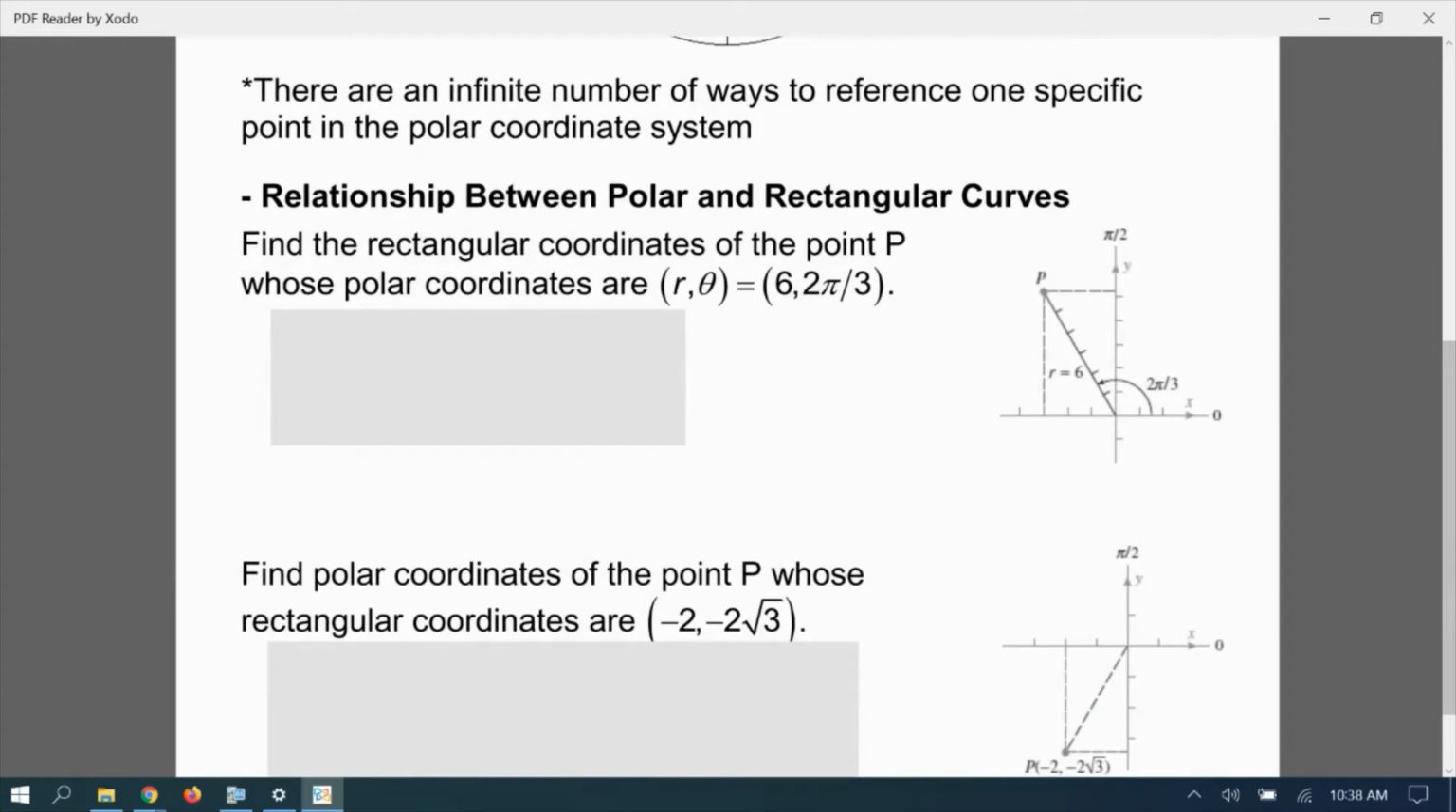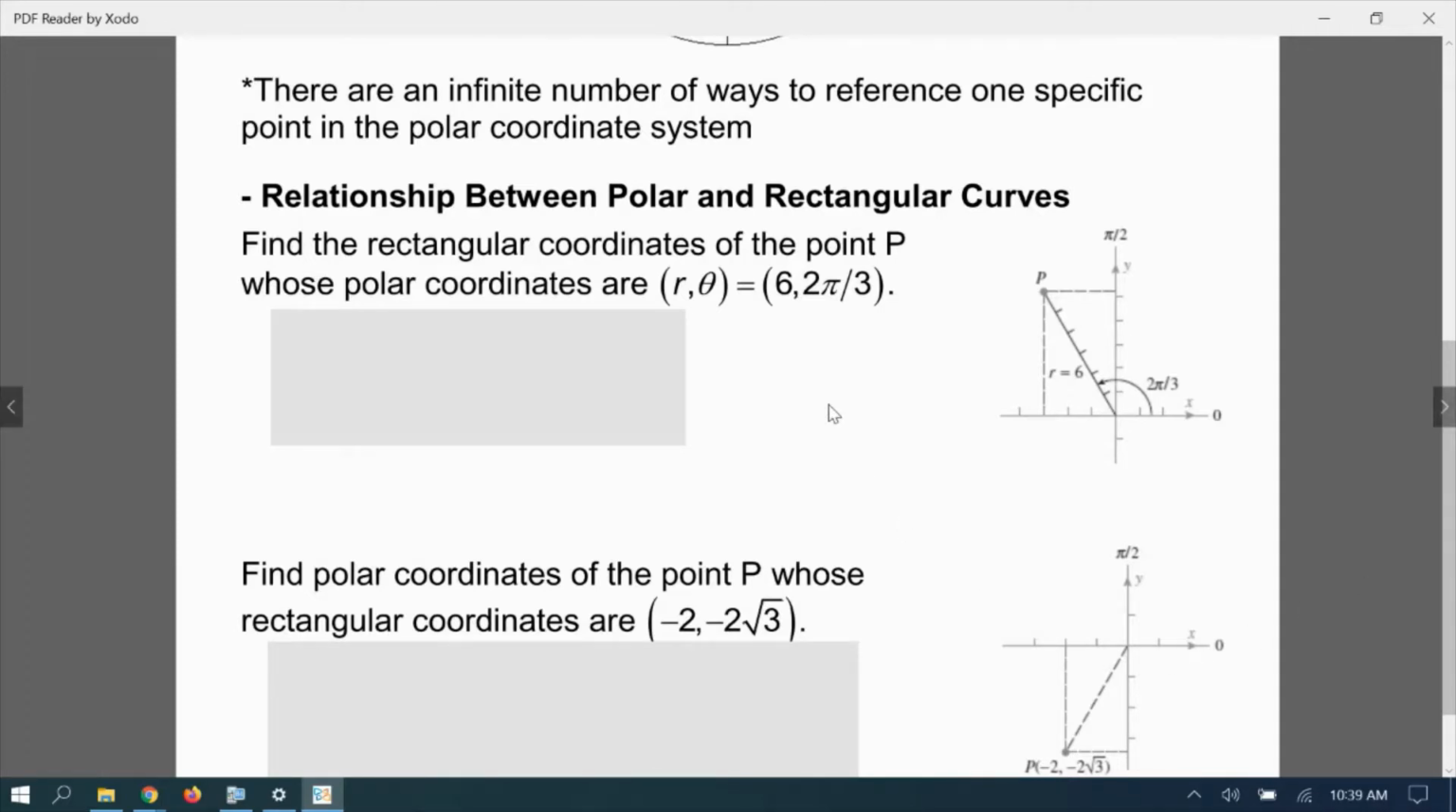Now, the thing that you have to be careful with is that when you're referencing coordinates in the polar coordinate system, there's an infinite number of ways for you to do that. Typically, when we write (r, theta), we try to use a positive r value and the smallest positive theta value, but we don't have to do it that way. So keep that in mind. There are a couple of questions here where they're going to ask you about going back and forth between the coordinate systems. I want you to pause the video and take a couple of minutes and try to work through those questions.